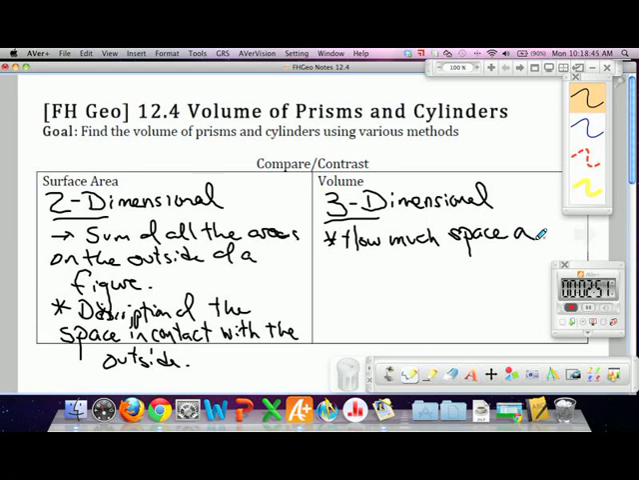Fundamentally, volume is simply how much space a figure occupies. And common units are cubic inches, cubic feet, cubic centimeters.